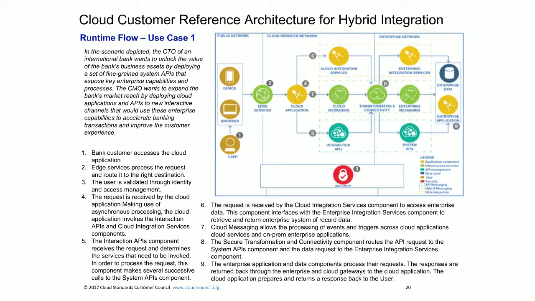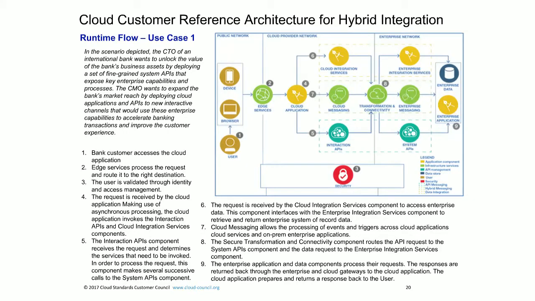It determines what services need to be involved, and to process the request, this component would make several successive calls to the system APIs component. So, for example, if the customer is coming in with a loan request, there may be calls to do risk validation, calls to do credit processing, and you can imagine these are individual system APIs that handle these. But as part of handling the request, the interaction APIs makes these successive calls to these different system APIs.